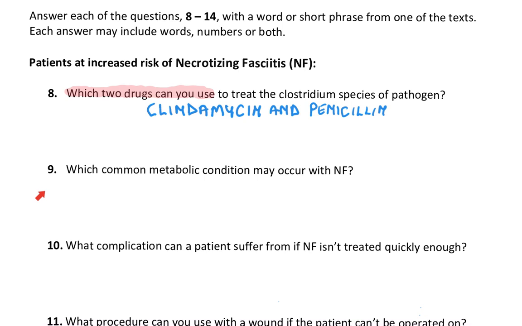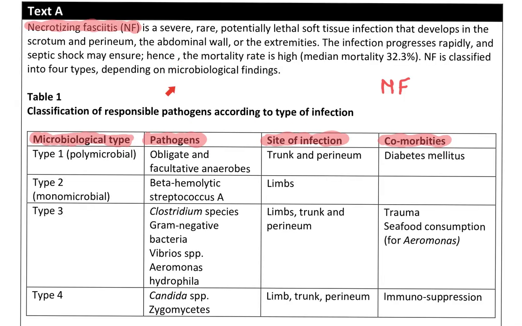Question number 9. Which common metabolic condition may occur with NF? This question is about NF. So you go to the text NF, which is text A. Then you look for common metabolic condition, okay? So we are in NF. We are now going to look for common metabolic conditions.